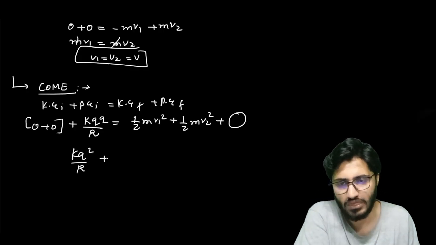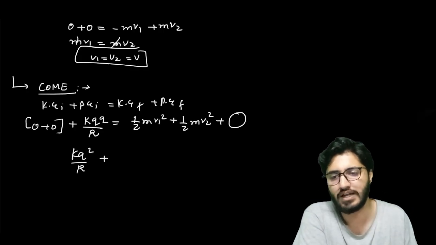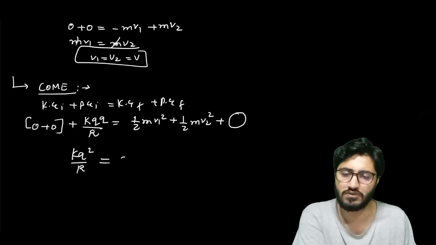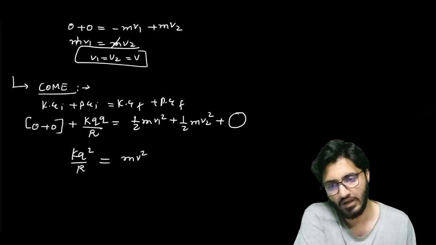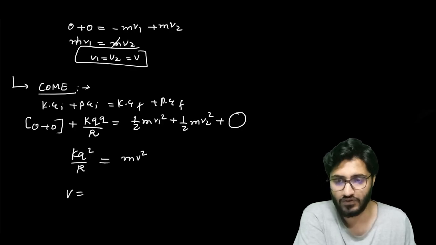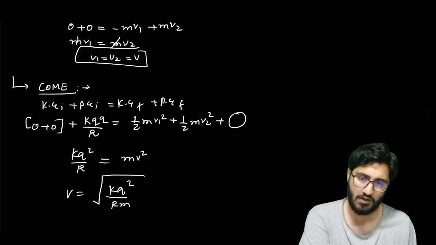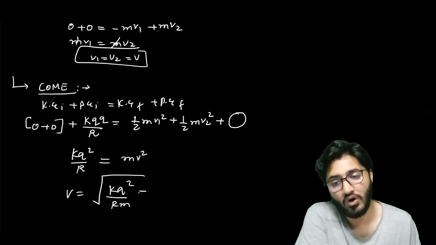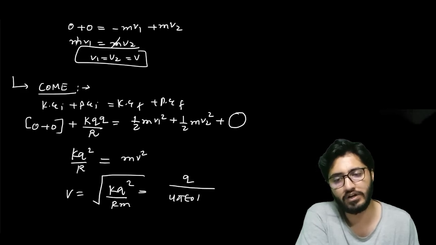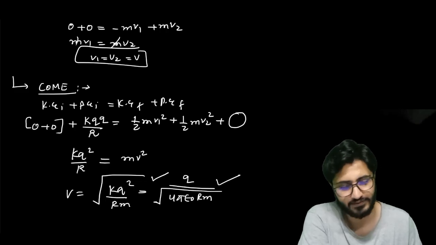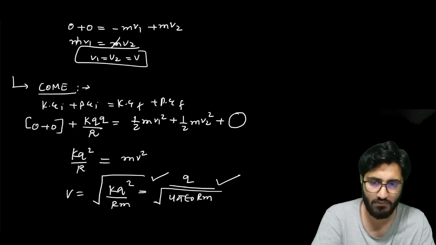Look here, half v v same, I can write equals to mv square only. I need to get v, so v equals root of k q square by r m. Okay, I can write like this. Or I will take q outside: q divided by root of 4 pi epsilon naught r m, where k is 1 by 4 pi epsilon naught. This one is correct, this one is also correct. Done.